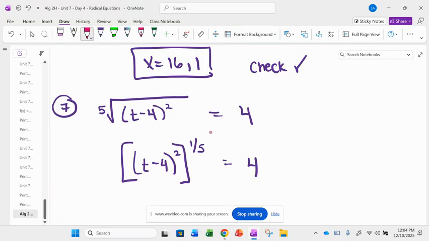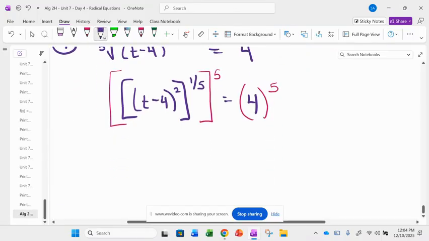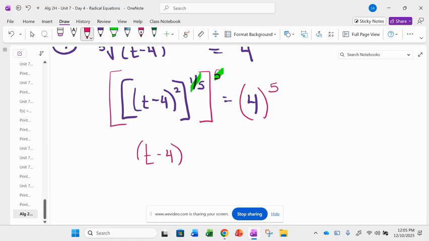So now when I want to get rid of the 1/5, what do I raise that to first? To the 5th power. So now I'm going to have that 5th and 1/5 cancels. So I have t minus 4 raised to the 2nd power equals 4 to the 5th power. I'm going to leave 4 to the 5th power right now. I'm not going to change it. Not yet.